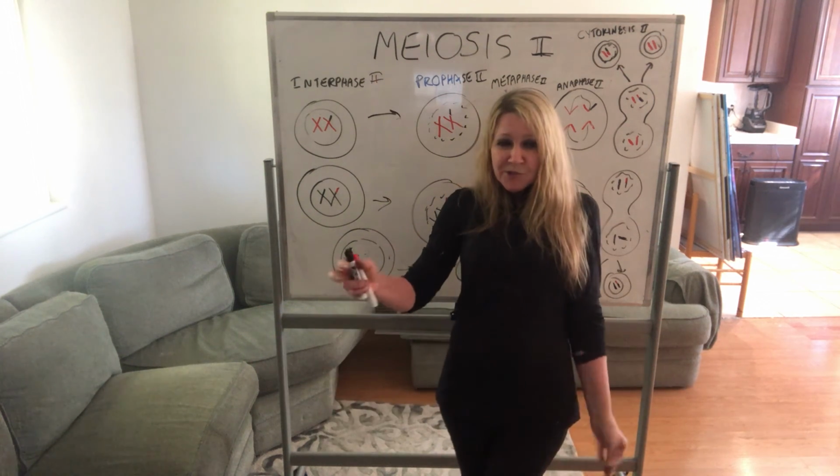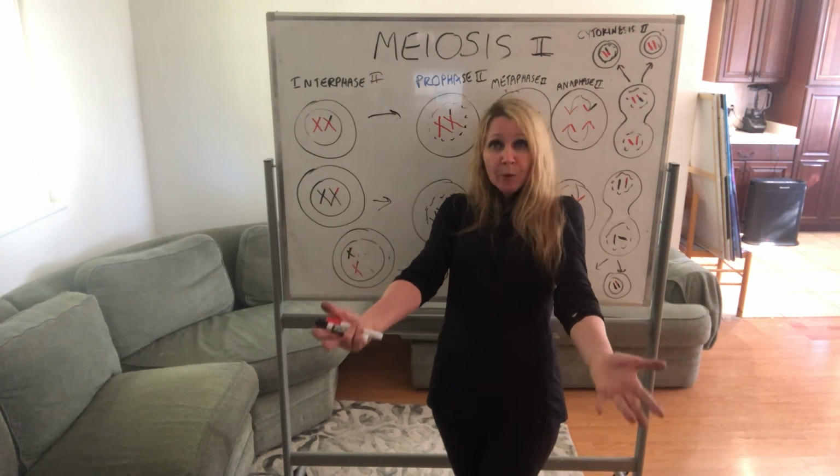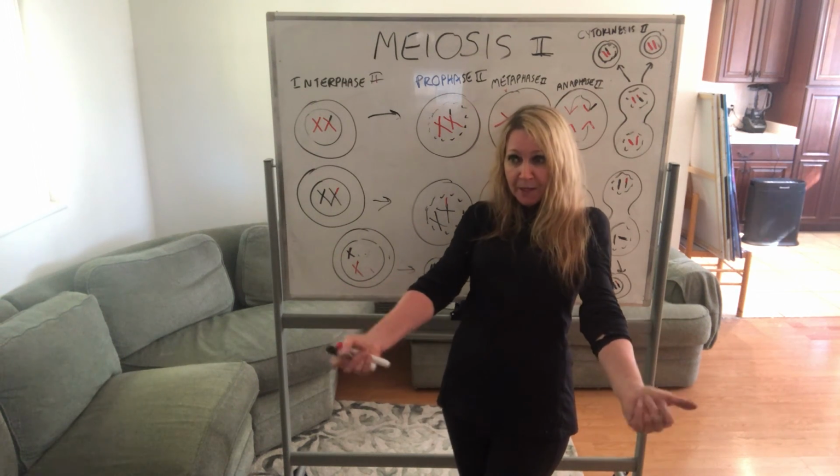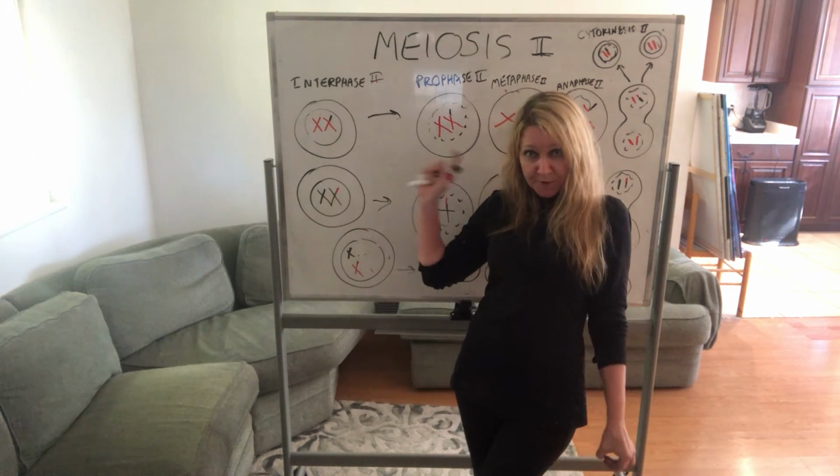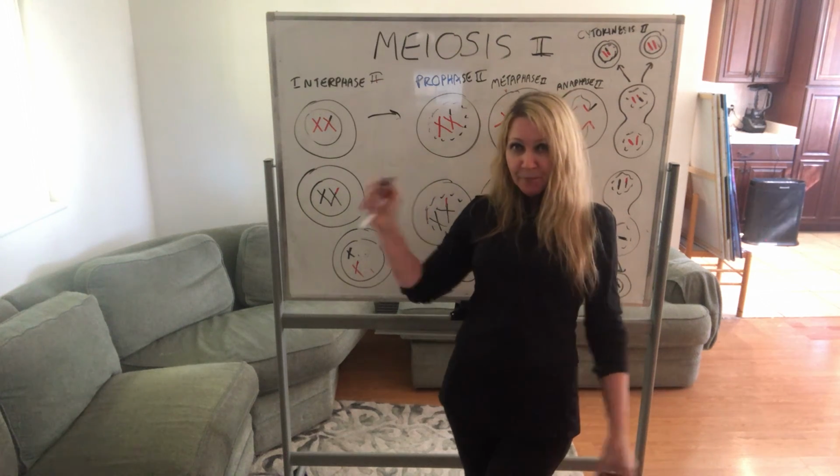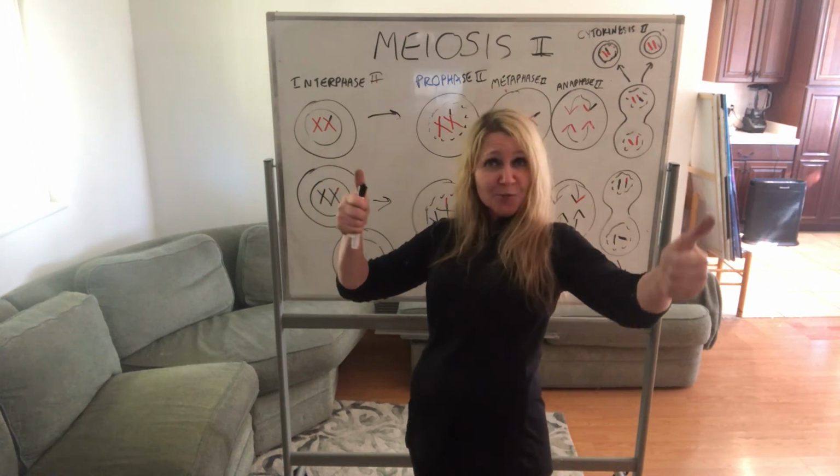So genetic variability is very important if a population is to survive. And it comes from meiosis and sexual reproduction. So it's awesome. Science rocks. Woo!